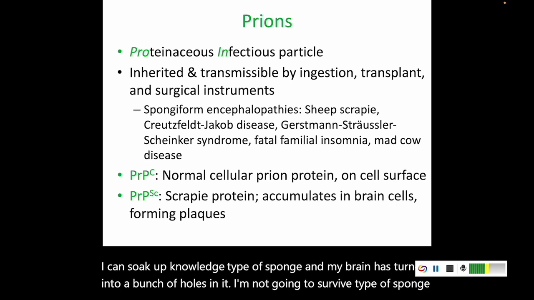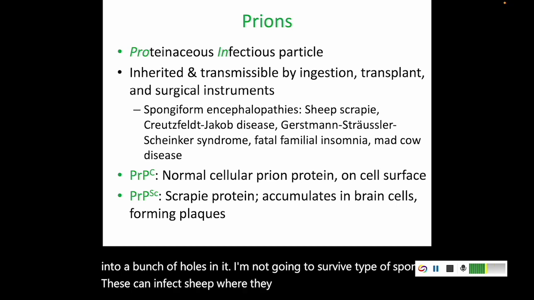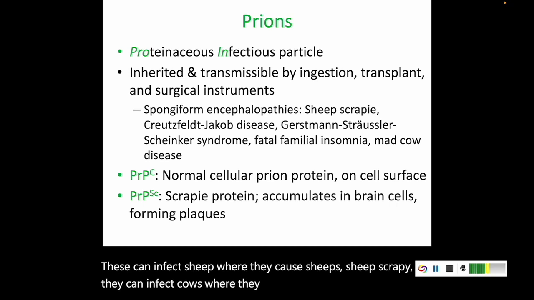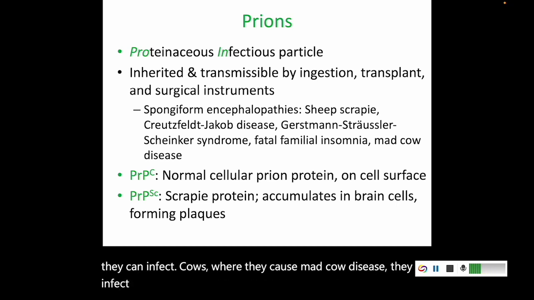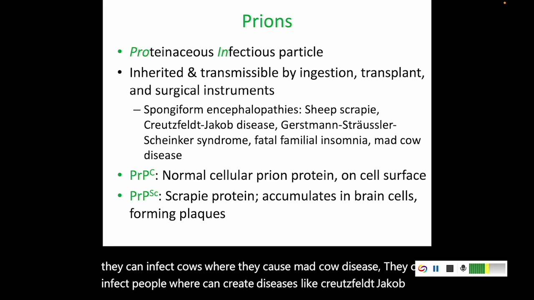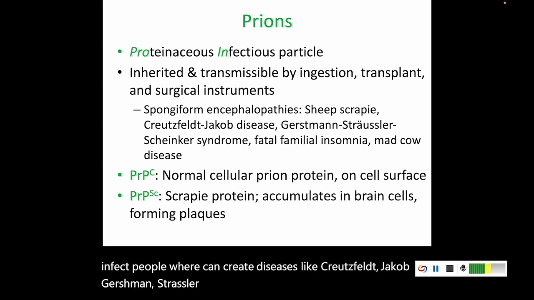These can infect sheep where they cause sheep scrapie. They can infect cows where they cause mad cow disease. They can infect people where they can create diseases like Creutzfeldt-Jakob, Gerstmann-Straussler-Scheinker, or fatal familial insomnia.